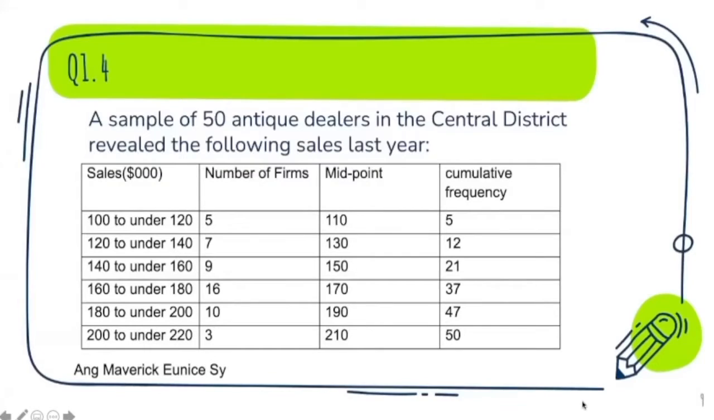Thank you. Hi, my name is Eunice. Today I will be talking about question 1.4. So here's a sample of 50 antique dealers in the Central District. Revealed the following sales last year. So as we can see, there are 6 different classes, and in different classes we'll be finding the midpoint and the CF of each class.